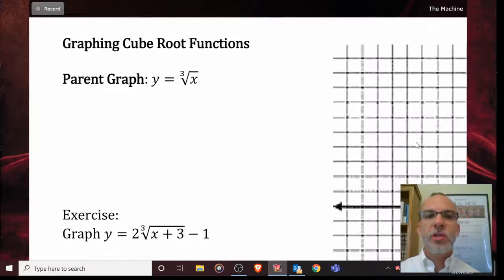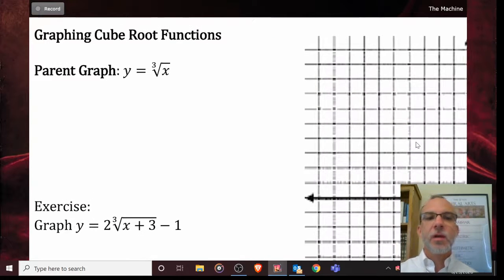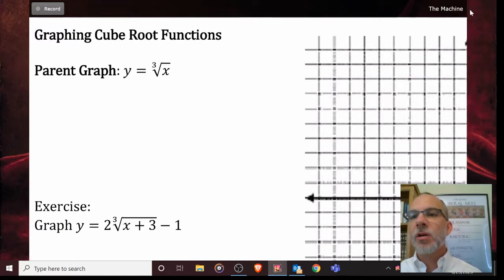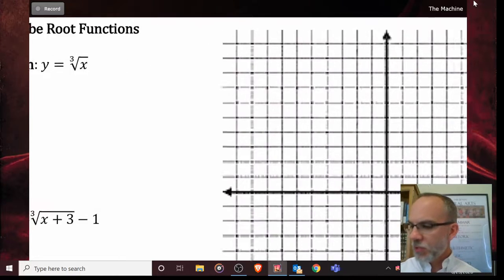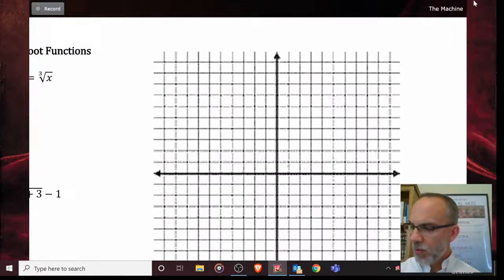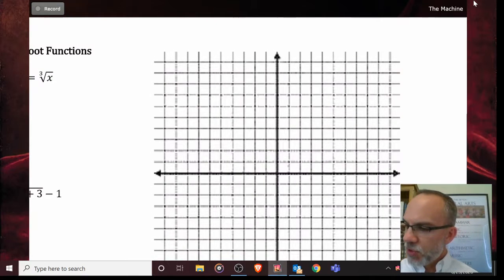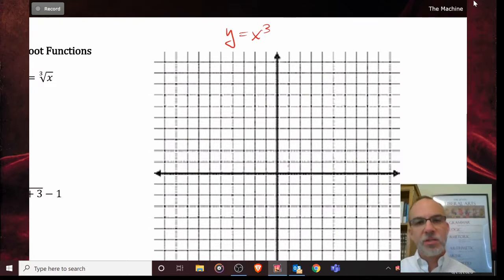Okay, graphing cube root functions, not square root, but cube root. So let's talk briefly, because I'm not sure exactly where you're coming from. Let's talk briefly just about the graph of y is equal to x cubed. Now this is not really part of the lesson, so just kind of watch this rather than writing it on your paper if you're doing it on your note sheet that I provided for you.